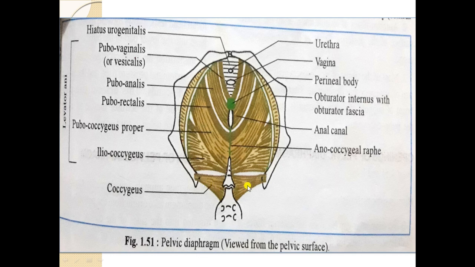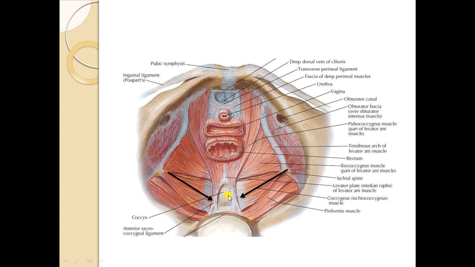So this is about the coccygeus muscle. Actually this coccygeus muscle helps in the forward pulling of the coccyx bone after the displacement of the coccyx during defecation or parturition. So this is about the coccyx.